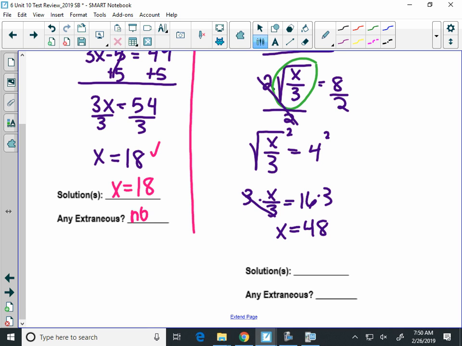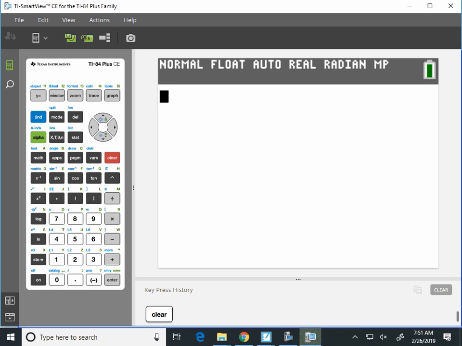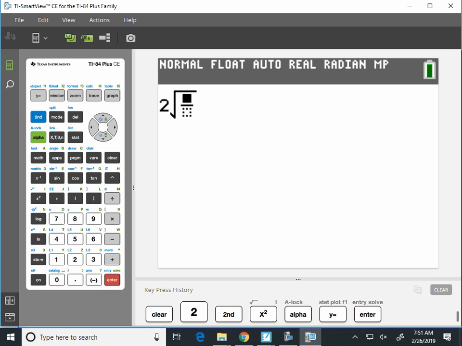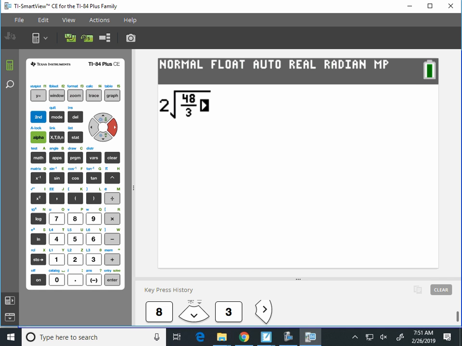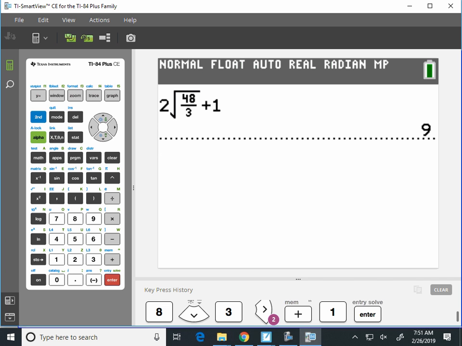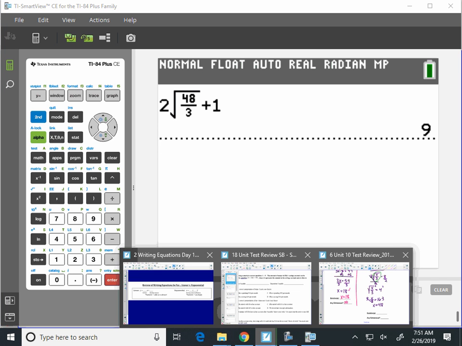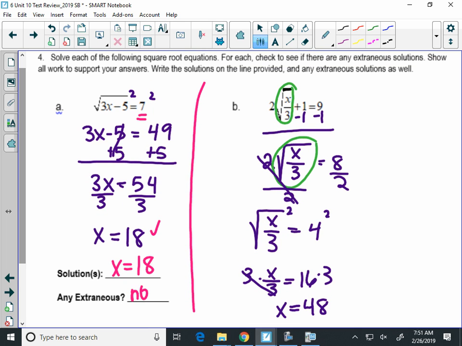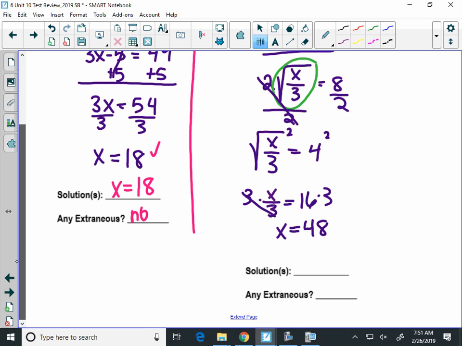Now again, I cannot just take 48 as my answer. I have to check it back in the original equation. So I'm going to do the same thing again. I'm going to go to my calculator and start typing the expression. 2 times the square root of, I'm going to make a fraction here, 48 over 3. Now outside the radical, I put a plus 1. And when I hit enter, I get 9. Again, 9 is the number from the original solution. That's what we wanted when we put 48 in for x. So I know that x equals 48 is a solution. That was the only one, so there were no extraneous solutions.